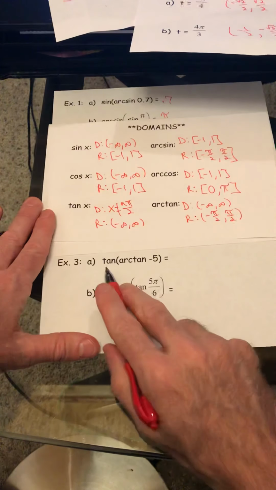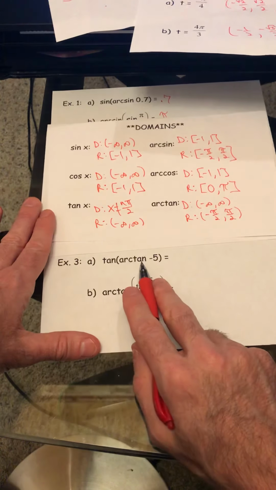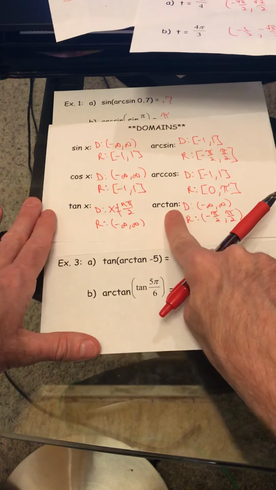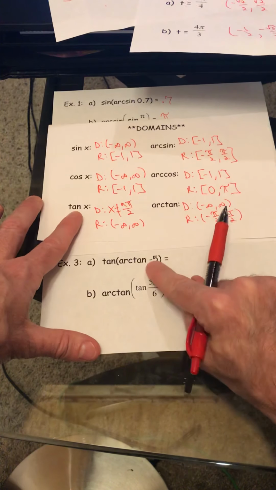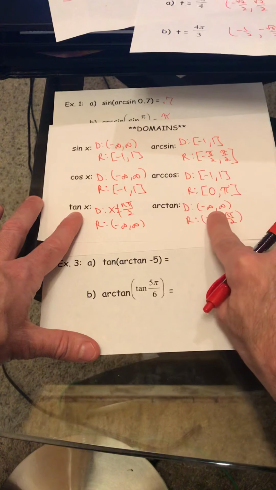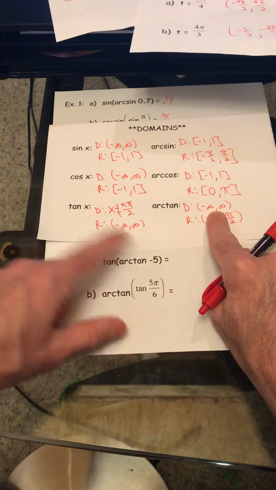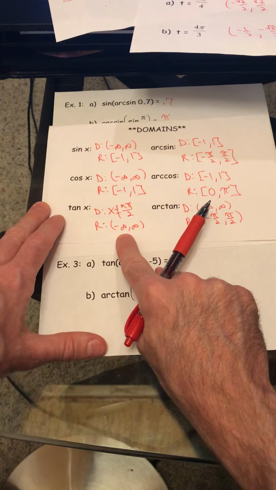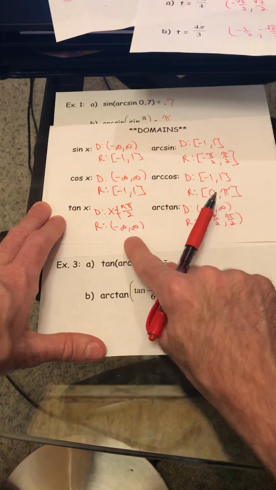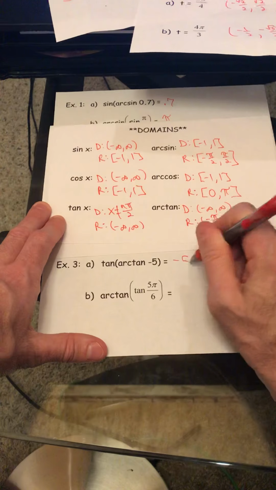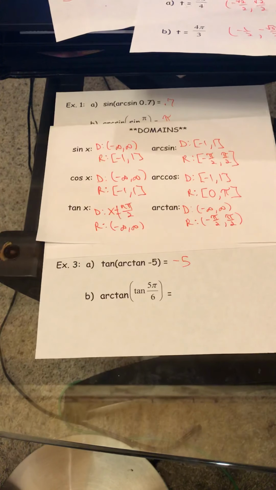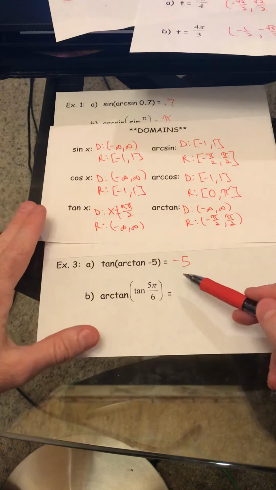Now, when we look at tangent of arctangent of negative 5, again, the easy answer is it's just negative 5 where they cancel. Well, look at arctangent's domain, it includes negative 5. Tangent's range, since they are both negative to positive infinity, it is one of those nice simple ones. The answer is just negative 5.